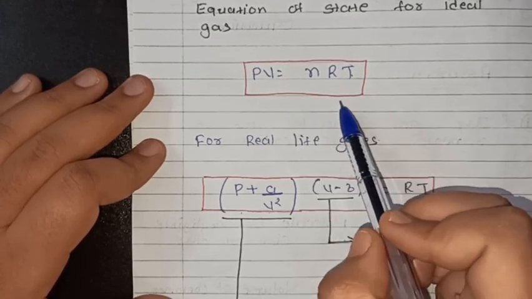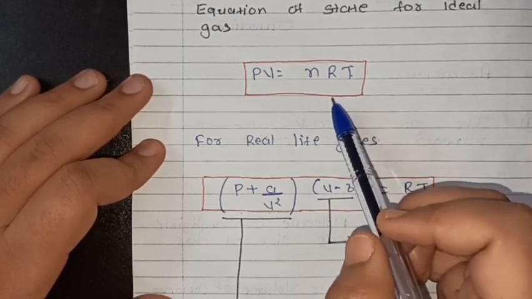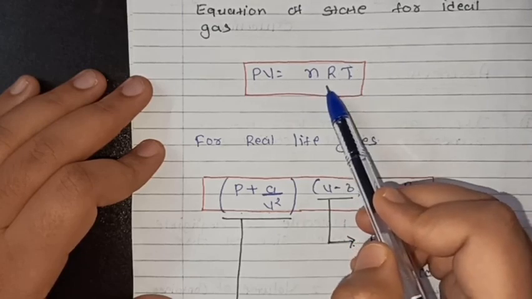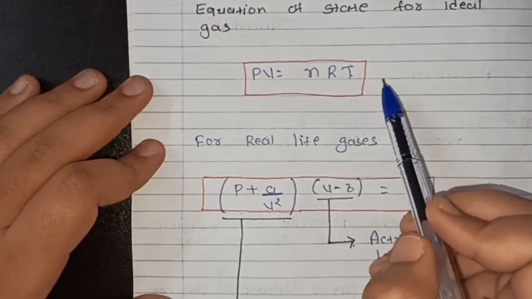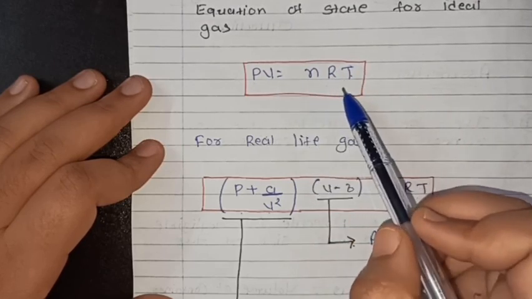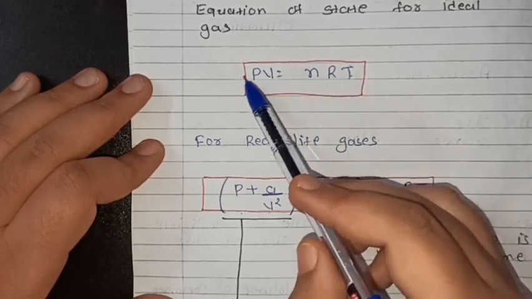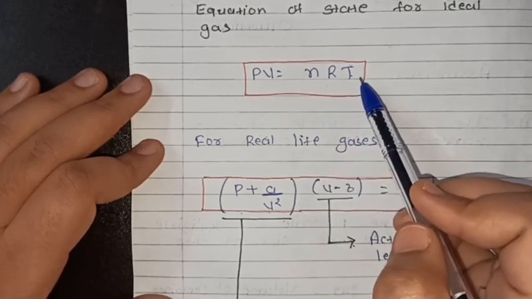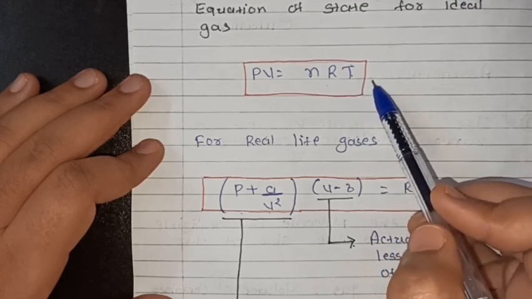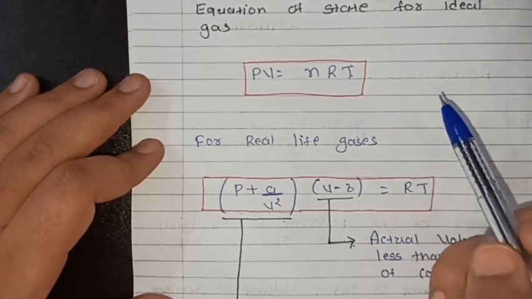So Charles's Law is also contained in the ideal gas equation, and Dalton's law of partial pressure, P equals nRT by V. So writing pressure for individual gases and then adding them will give us PV equals nRT. So all three individual laws are contained in this ideal gas equation. So after the ideal gas equation, we are not using Boyle's Law, Charles's Law, Dalton's Law separately.